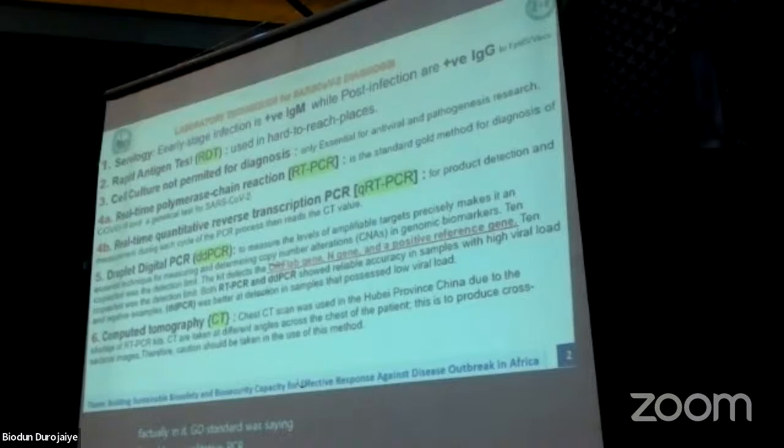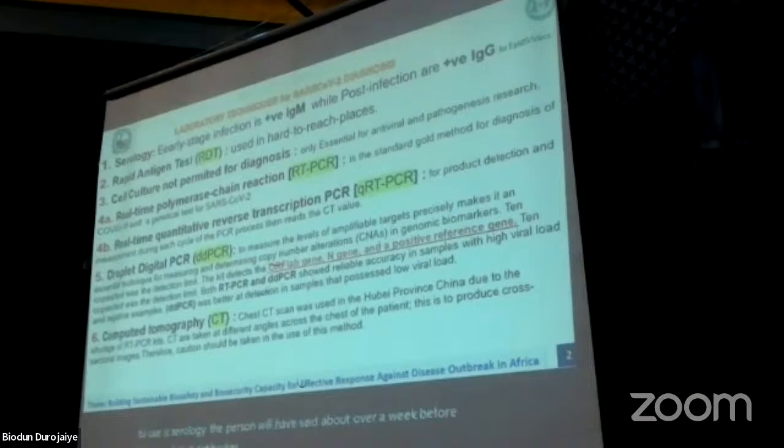We have different diagnostic methods, but for clarity, serology was made for early infection to detect IgM and IgG for post-infection. That method was only effective for epidemiological studies and for vaccine production. So you cannot use that to actually trace cases, because when you use serology, the person will have stayed about over a week before you can detect antibodies.